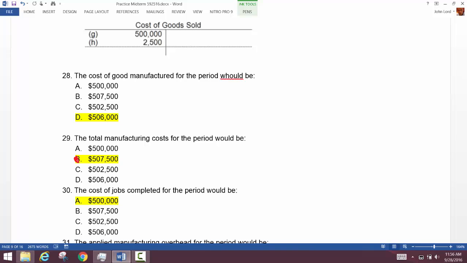Then as we finish the items, we take them out of work in progress and put them into finished goods. Out of finished goods, we go to what? Cost of goods sold. What do we call the amount that goes out of work in progress and into finished goods? Cost of goods manufactured, right? The amounts that we add to work in progress are called manufacturing costs for the period, right? Out of finished goods into cost of goods sold is my cost of goods sold, right?